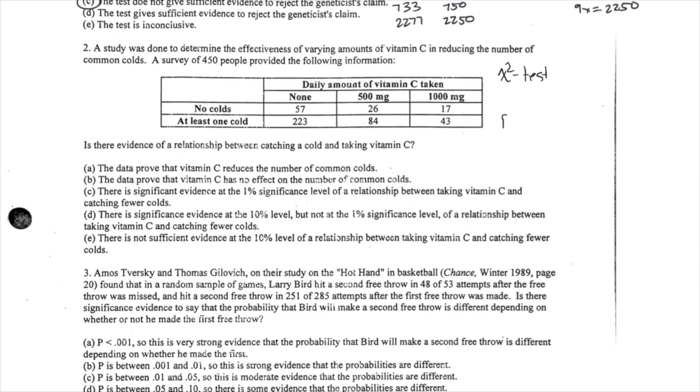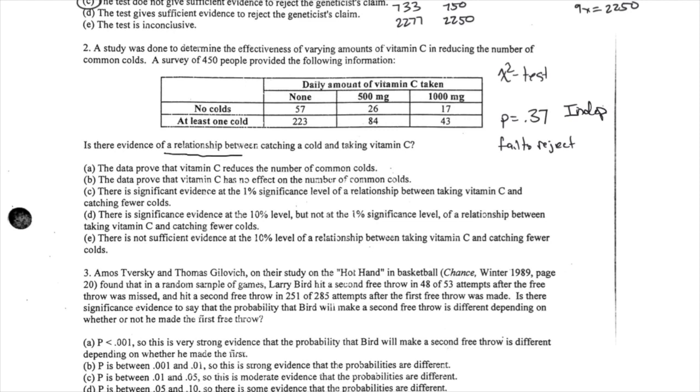I'm going to end up with a p-value of 0.37. Here again, I don't have enough evidence to say the relationship exists. So we would fail to reject the null. Is there evidence of a relationship? So this is an independence test. My null is that they're independent, and that's what I'm going to go with.